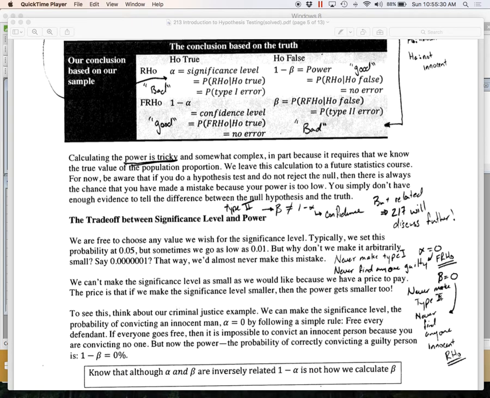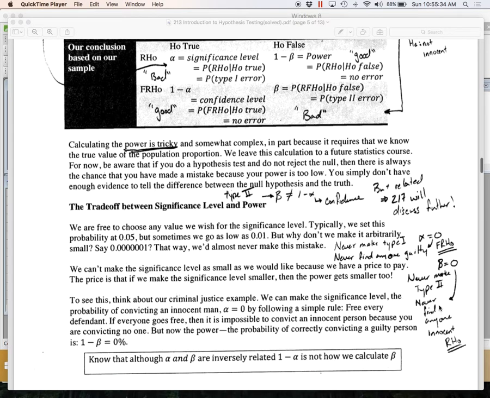If you never wanted to make a type 2 error, if you wanted to set beta equal to 0, again, you don't have to run the test at all. All you have to do is just always reject the null hypothesis. Always say the alternative seems to be true. That is what happens when you set beta equal to 0.